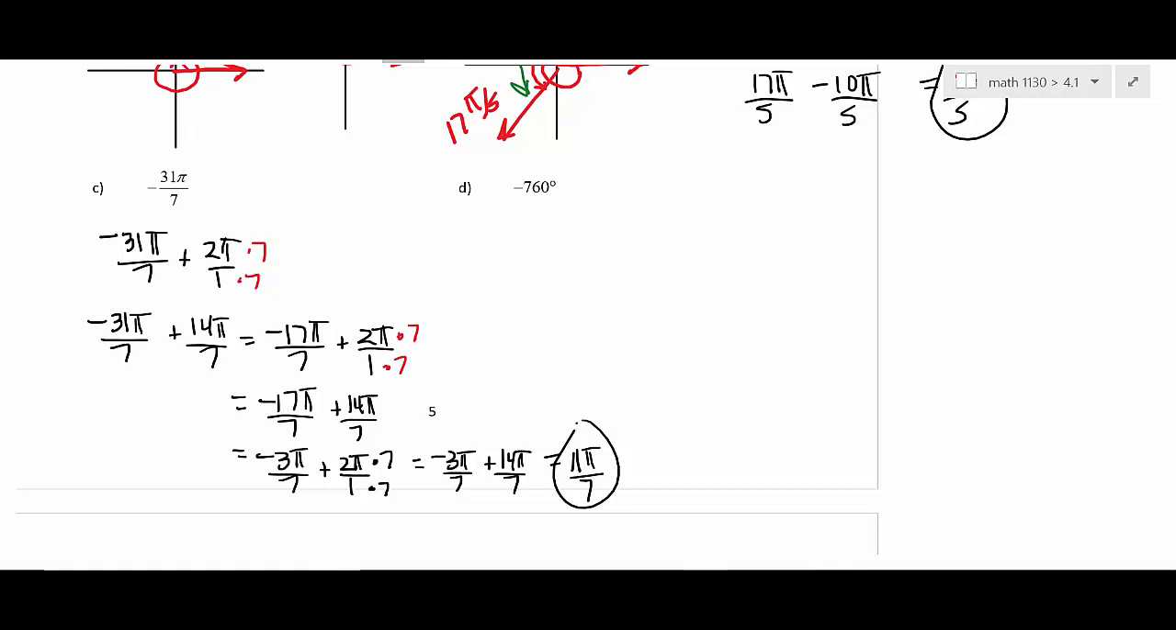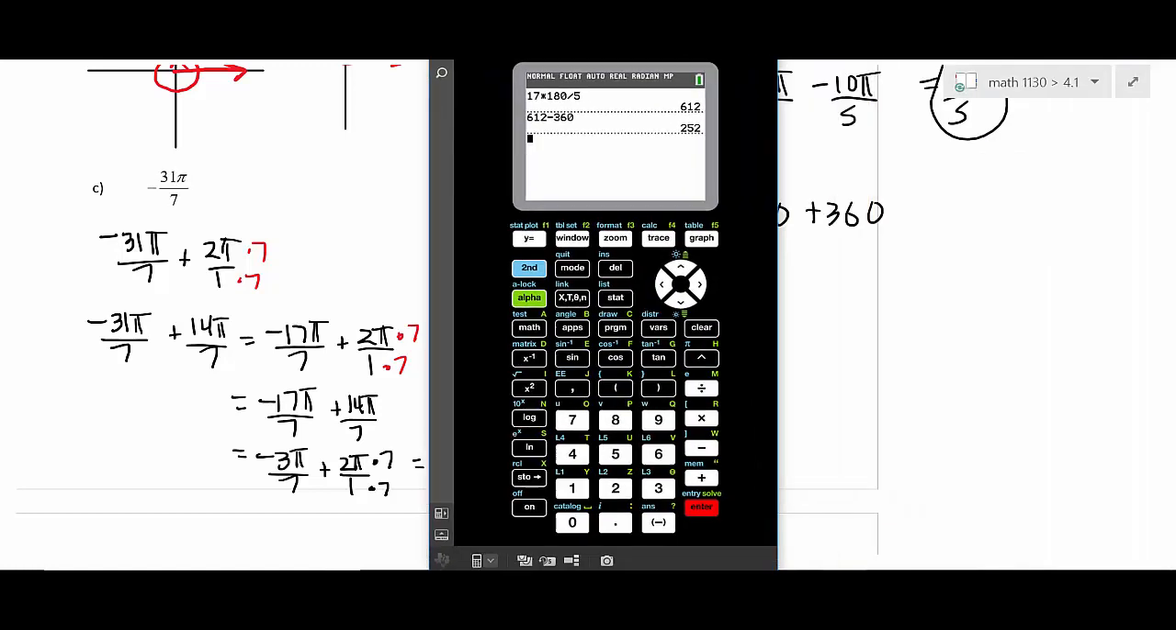So if you keep adding 2 pi, then eventually you'll get a positive answer. That's one way to look at it. Okay. Same thing with the next one. I'm just going to do this. So what we're going to do is add 360 to it. And we're probably going to have to do that a couple of times.